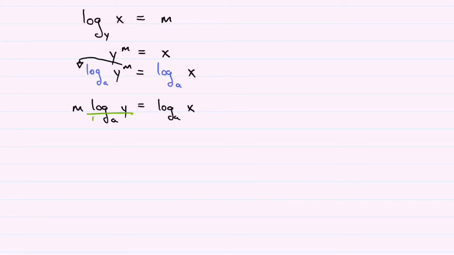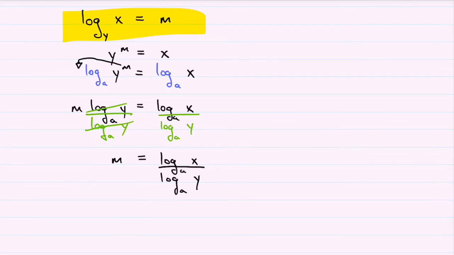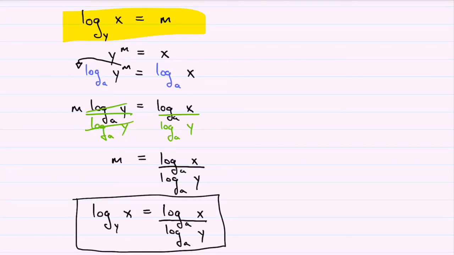I'm going to divide both sides by log base a of y, and we get m equals log base a of x over log base a of y. But now, let's look back at the start and ask, what was m? Oh, well look at that. m equaled log base y of x. So we're just going to sub that in for m, and we get the rule. Log base y of x is log base a of x over log base a of y.